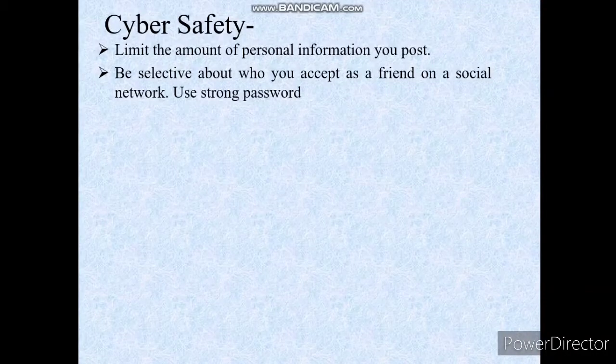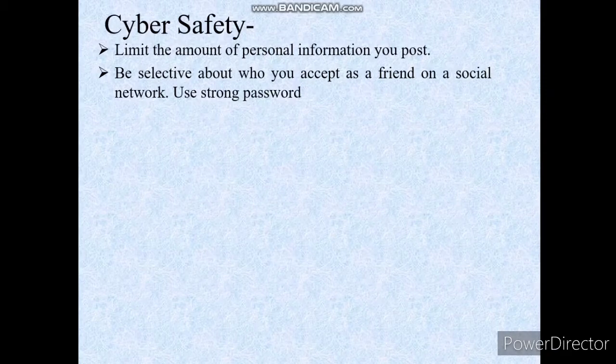Don't give your name, pet name or date of birth as a password, because it is cracked very easily. So be selective at the time of making friends on a social networking site. Be very careful.